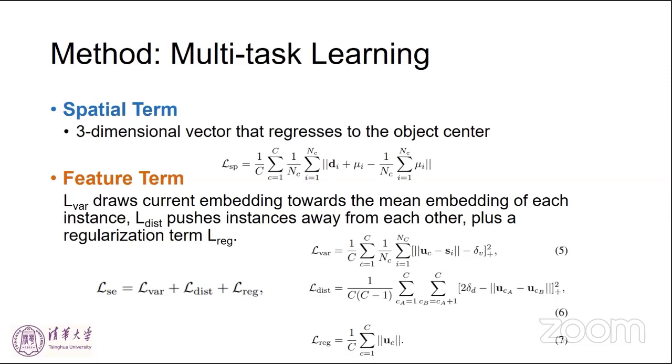The feature term uses a discriminative loss to learn an embedding space where the voxels belonging to the same instance are close, while voxels from different instances are far away. This is done by three parts of the loss. The first part draws the intra-instance voxels together. The second part pushes different instances away from each other, plus a regularization term.